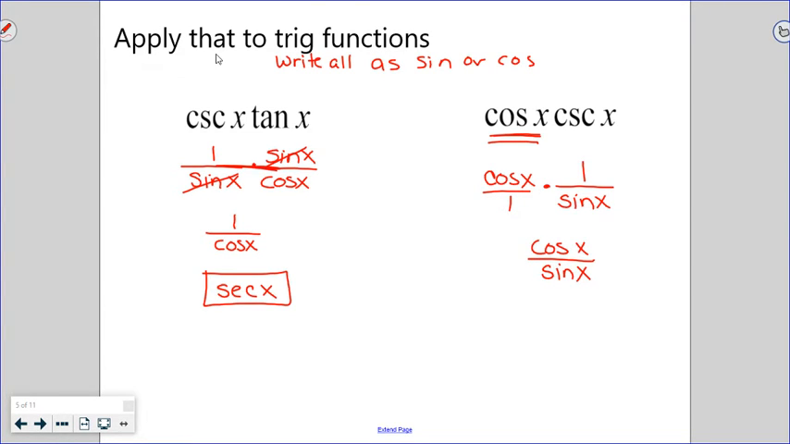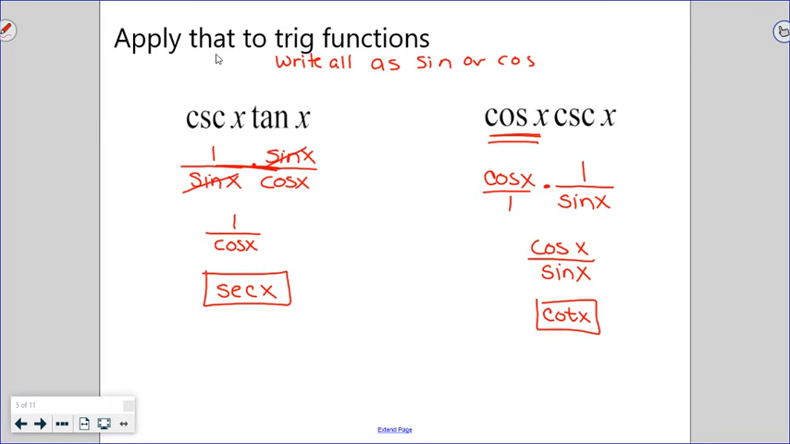Not one trig function, and it's still a fraction. Give me an option. Cotangent, right? If I look at my identity sheet, cosine over sine is cotangent. That is the same thing, but now it is completely simplified into one trig function, not a fraction, okay?